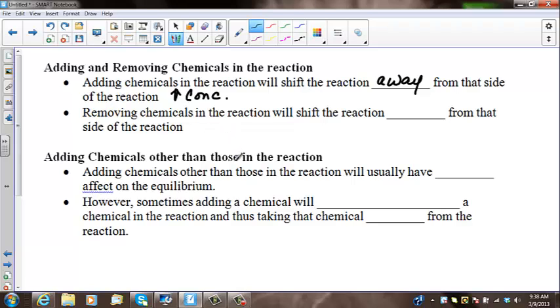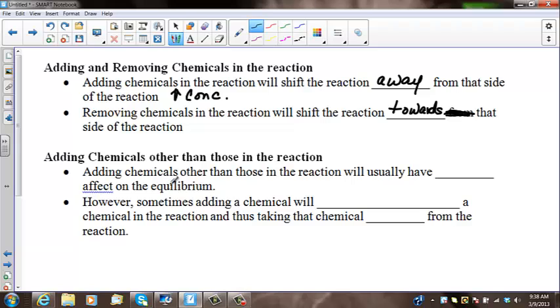Removing chemicals in the reaction will shift the reaction towards that side of the reaction. So if I decrease something on the left, the reaction will shift left. If I decrease something on the right, it will shift right.